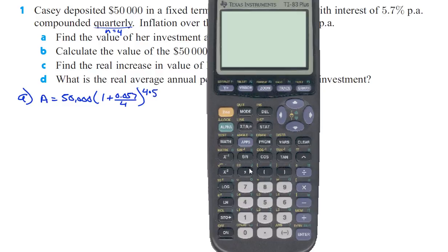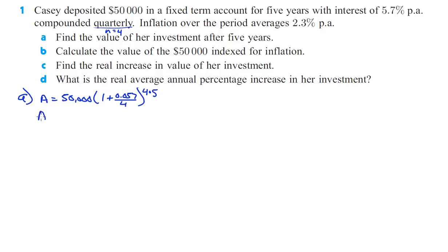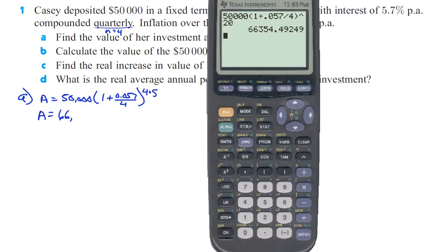All right, so we're going to put this into our calculator. We're going to do 50,000 times 1 plus 0.057 divided by 4, all to the 4 times 5, which is 20, right? And that gives us 66,354.49.